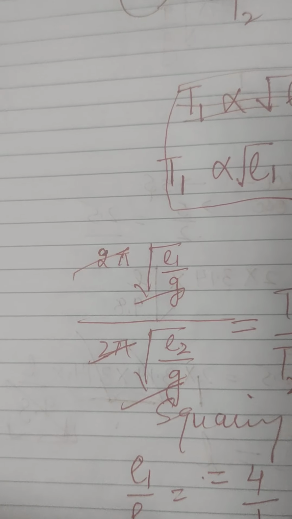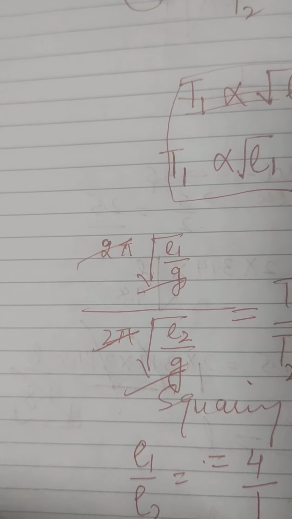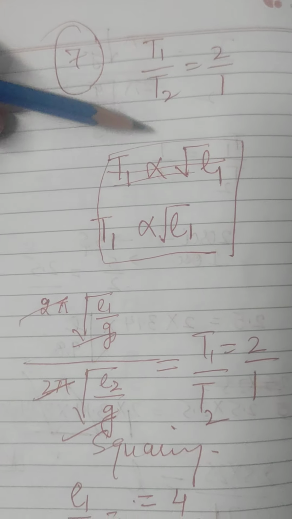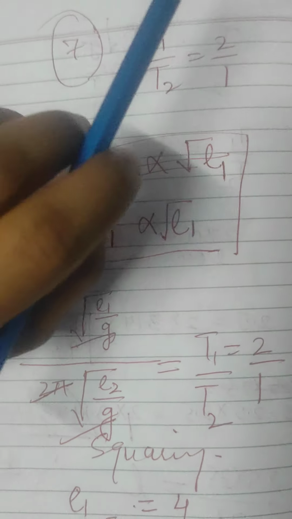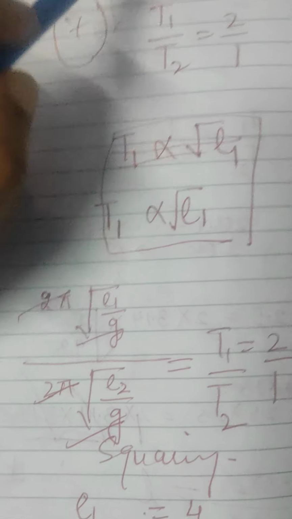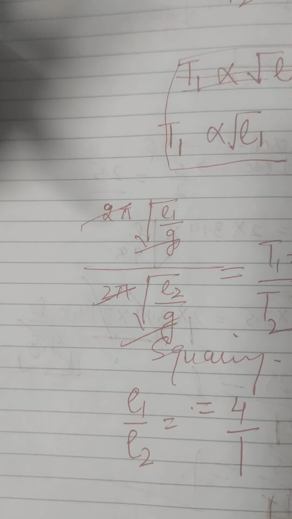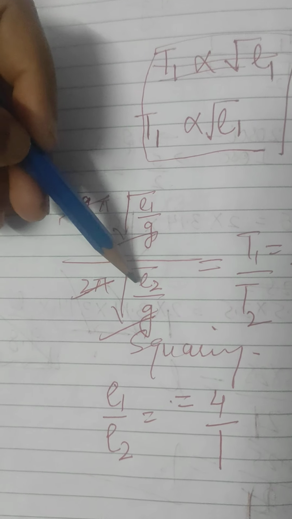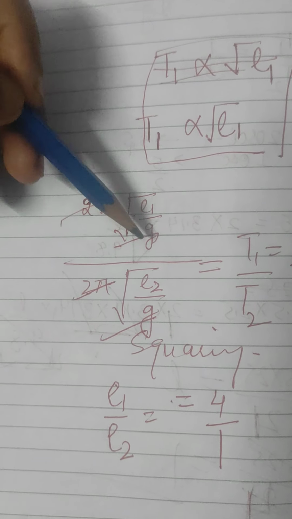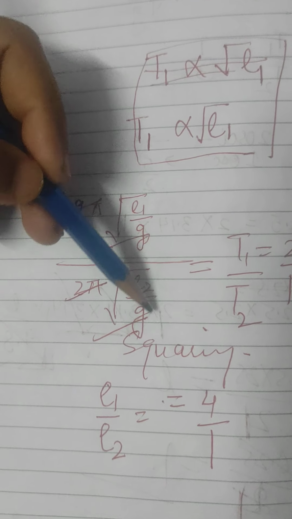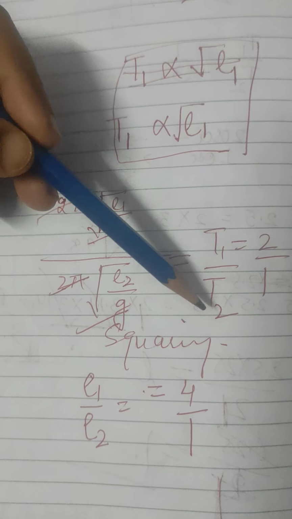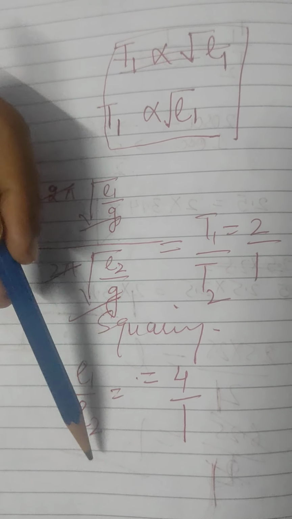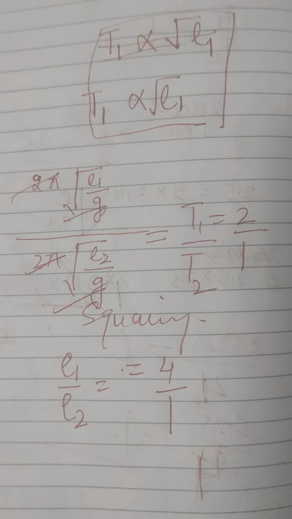Next, the seventh question. The time periods of simple pendulums are in the ratio 2 upon 1. Now this ratio is given to us. So what we have to do is find the ratio of their lengths. You know the formula, T is equal to 2 pi under the root L upon g. Let for time period 1 it be L1, and for time period 2 it be L2. So 2 pi under the root L1 upon g, 2 pi under the root L2 upon g. So T1 upon T2 is equal to 2 upon 1. Squaring on both sides, L1 upon L2 will give you the ratio 4:1.